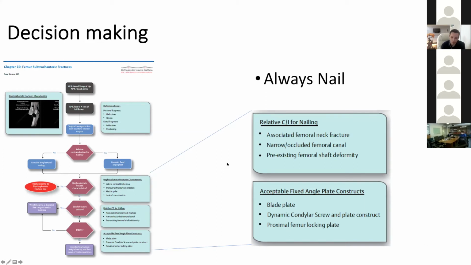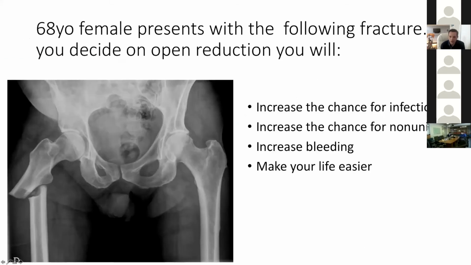All right, final poll. A 68-year-old female presents with the following fracture. You decide to open reduce this fracture. If you decide to open reduce this fracture, what are you doing? You're increasing the chance of infection, you're increasing the chance of non-union, you're increasing bleeding from this fracture, or just making your life easier. What happens if you do an open reduction of this fracture? Because most of these fractures we treat with a closed reduction. So, final poll.